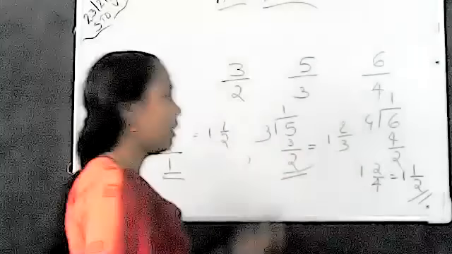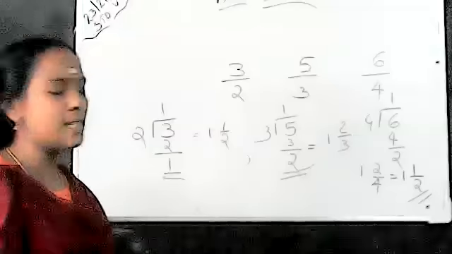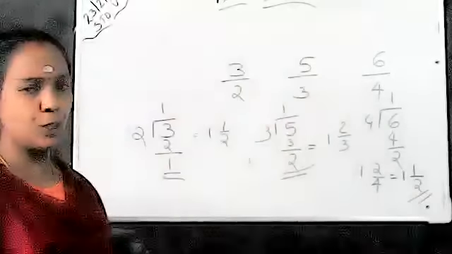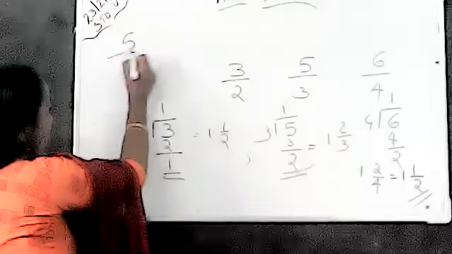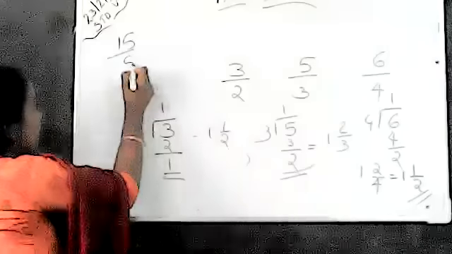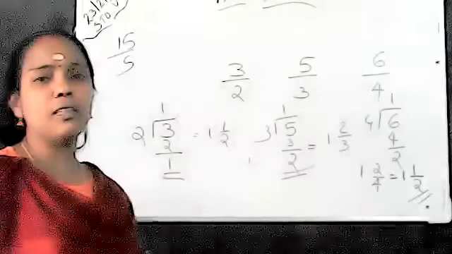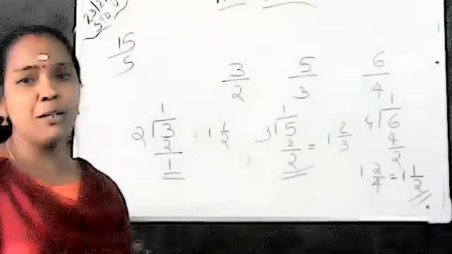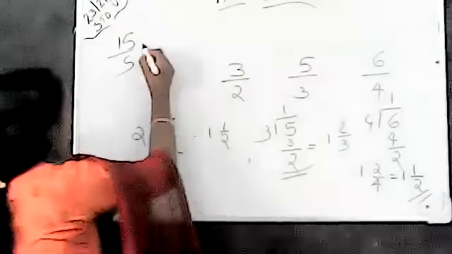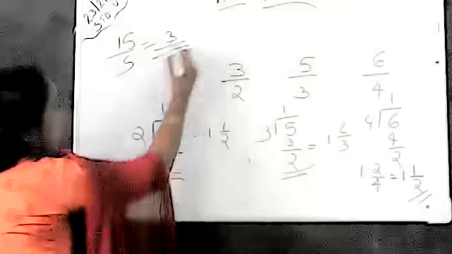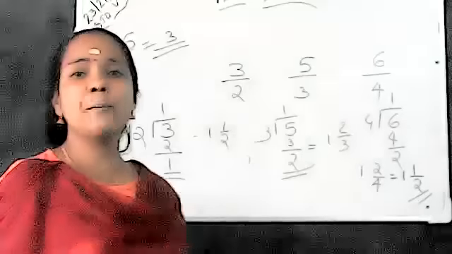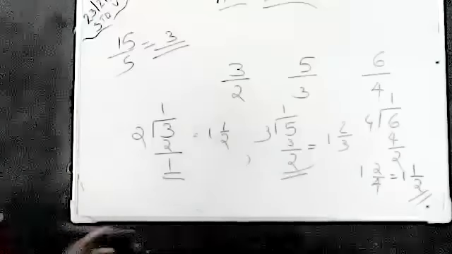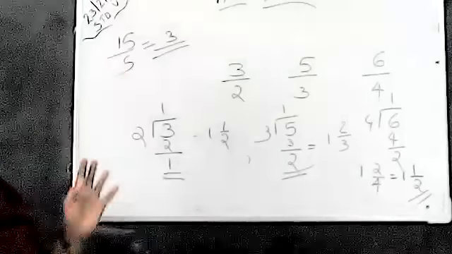So, a 6 meter ribbon and 4 children: each gets 1 and 1 by 2 meter. This is the model question. Next one, 15 by 5. Which type of fraction? This is also an improper fraction. 15 by 5 has a common factor. What is the simplest form? It is 3. There is no numerator left, it is a multiple of 5. The answer is 3.